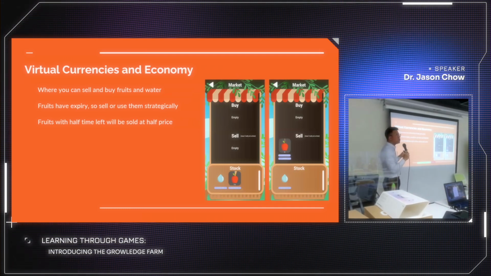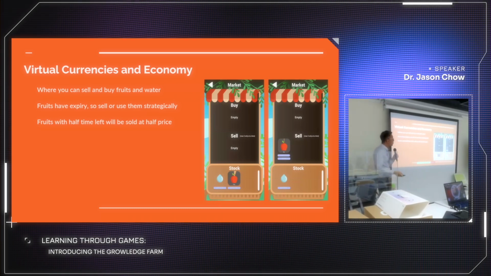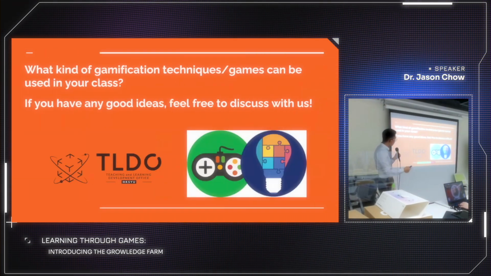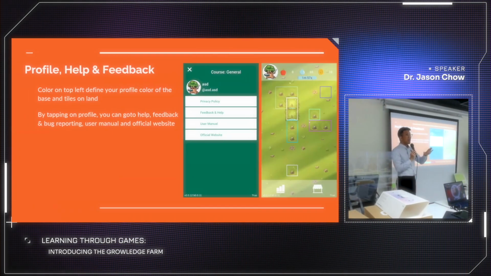This game also utilizes virtual currencies and an economy, so if you reap some fruit, you can sell it in the market. You can buy and sell the fruit to get some currencies for you to answer more questions. You can see the land that you occupy on the map. And yeah, these are the basic game mechanics.